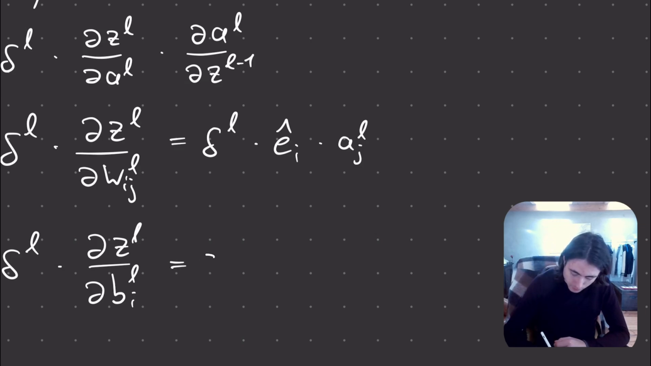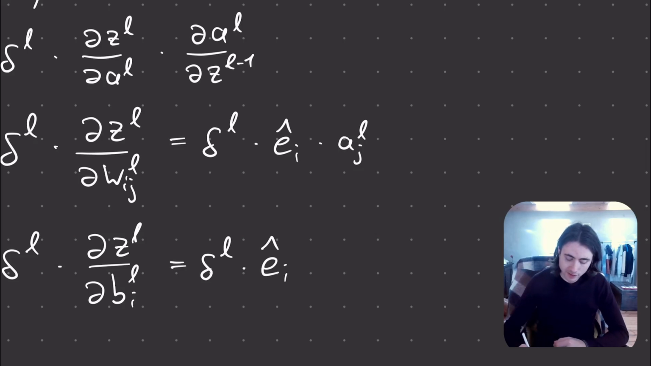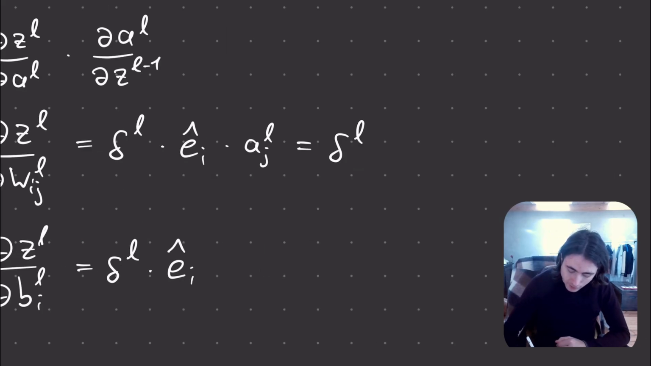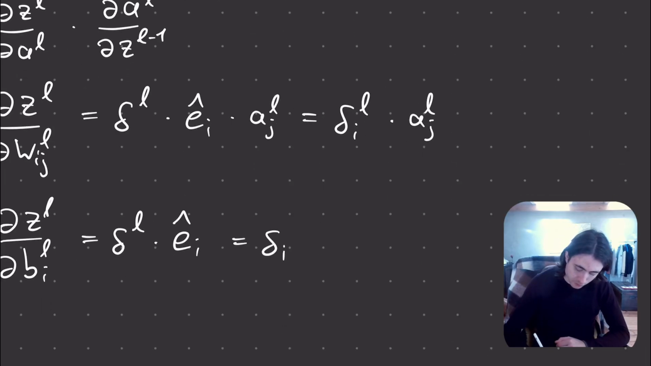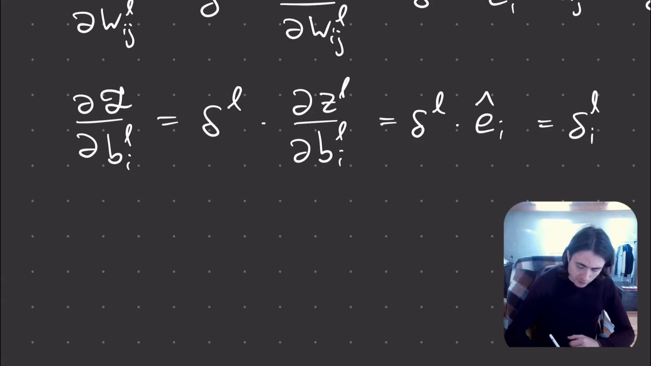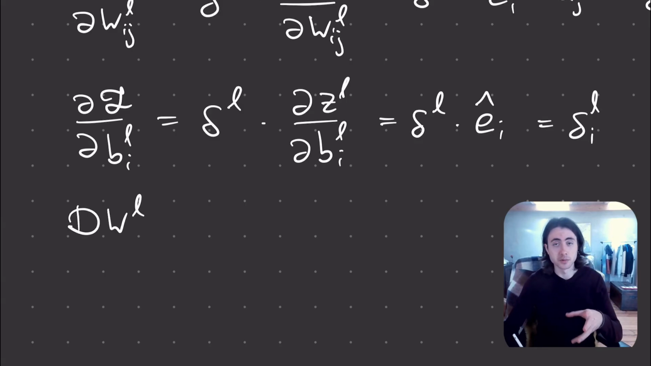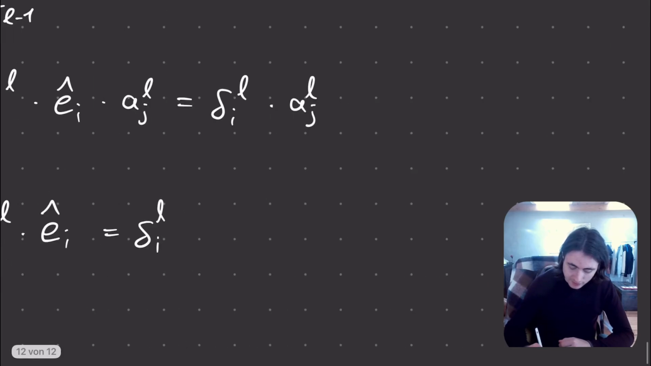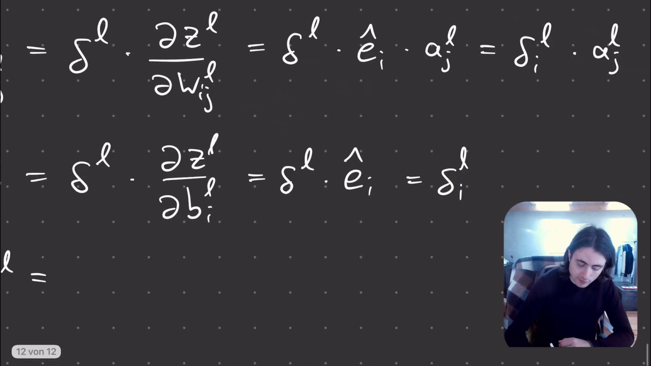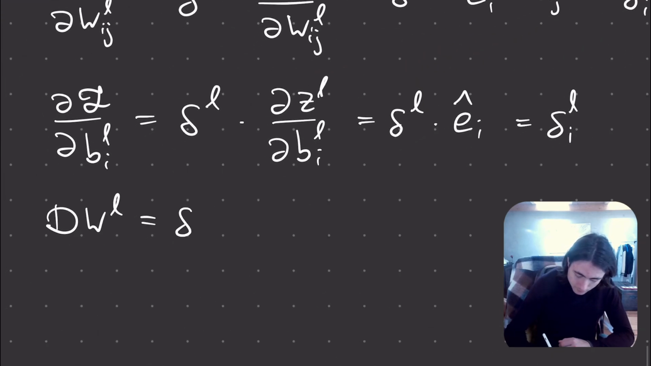And the same goes for the bias here. We can copy the calculation, and this was just the ith unit vector. And once again, this just simplifies to the ith component of delta L times the jth component of AL. And here this is the ith component of delta L. Okay, and once again we want to gather the gradients into a single matrix in order to make the computation in Python easier. But once again, this here is just the outer product of delta L transposed times this vector transposed. So we can write it down like this.